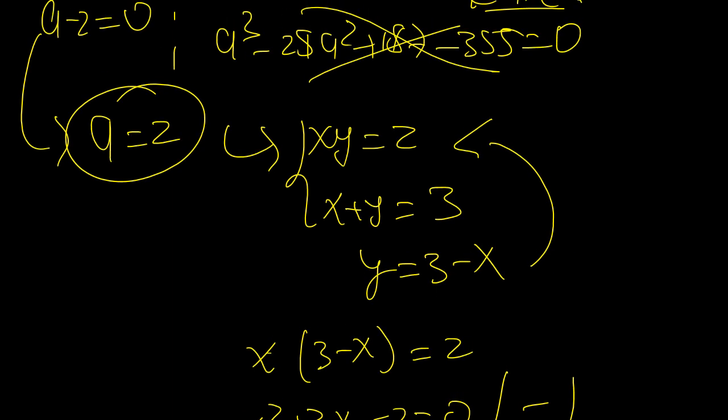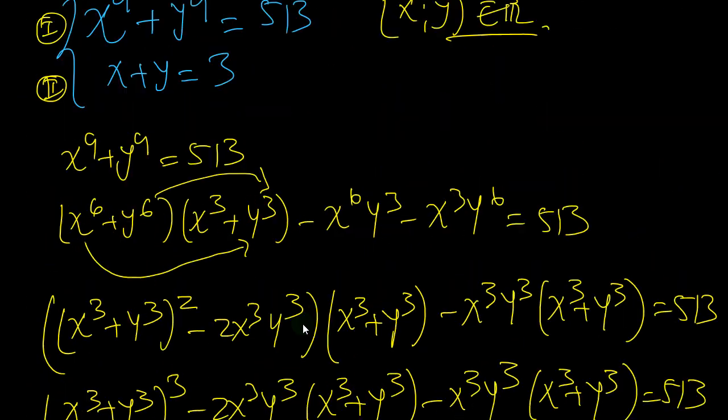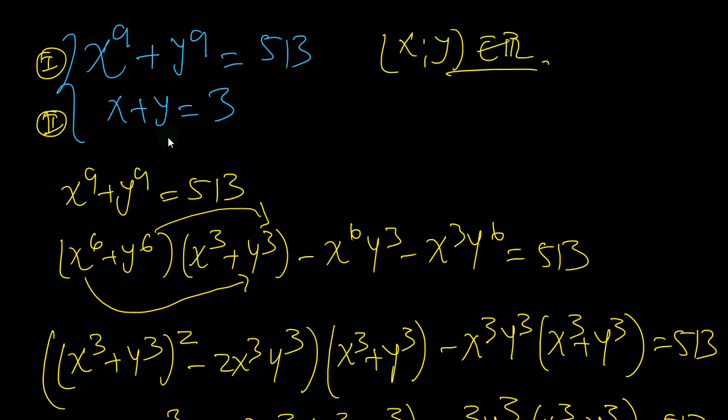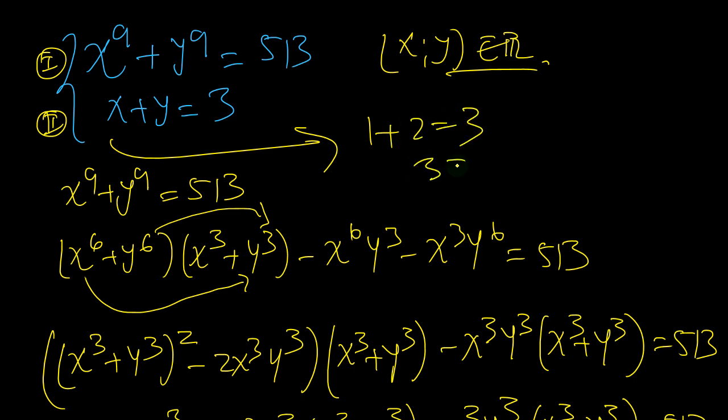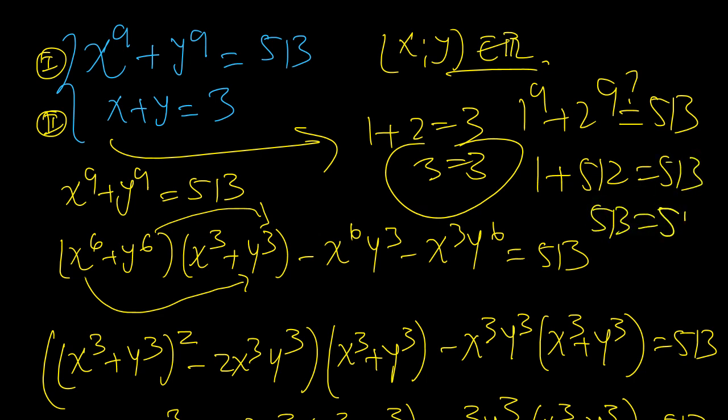so if we want to check this quickly, we can check this, right? So well, we know that 1 plus 2 is equal to 3, so 3 is equal to 3. And from here we have that 1 to the 9 plus 2 to the 9. Is it equal? So we say 1 plus 512. 2 to the 9 equals 512. So 513 is equal to 513.